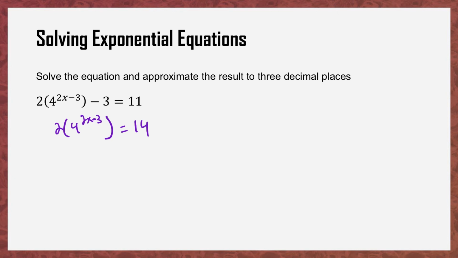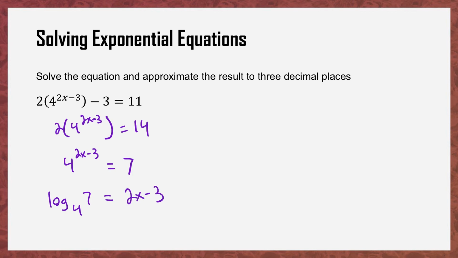And then divide both sides by 2. We have 4 to the 2x minus 3 equals 14 divided by 2 is 7. Okay, we have a thing here now that we can write as a logarithm. We have a base, an exponent, and then a solution. So I will rewrite this as a logarithm. Another thing to do is take a log base 4 of both sides, but we're essentially doing the same thing. Log base 4 of 7 equals 2x minus 3.